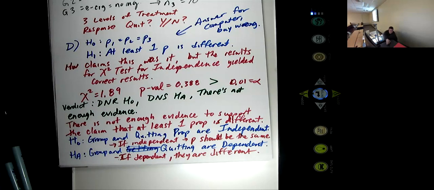But we said the p-value was greater than alpha. So we are not gonna reject H naught. Which means there's not enough evidence to support their claim.